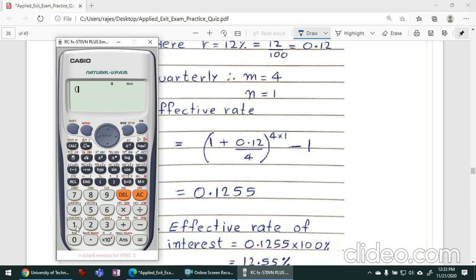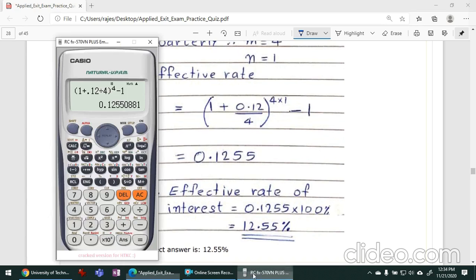Bracket, 1 plus 0.12 divided by 4, close bracket, power. What is the power? 4 into 1 is 4. Now you should come down, then minus 1. So 0.1255 is the answer. Now if you want the answer in percent, you should multiply it with 100. So the effective rate of interest is this answer into 100. So what is the answer? 12.55.